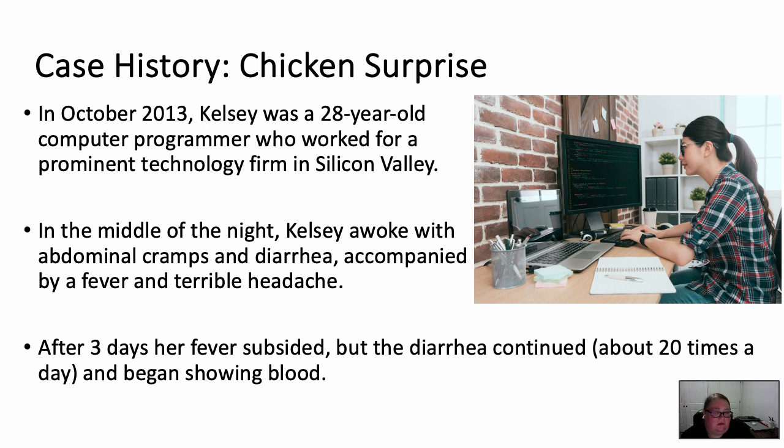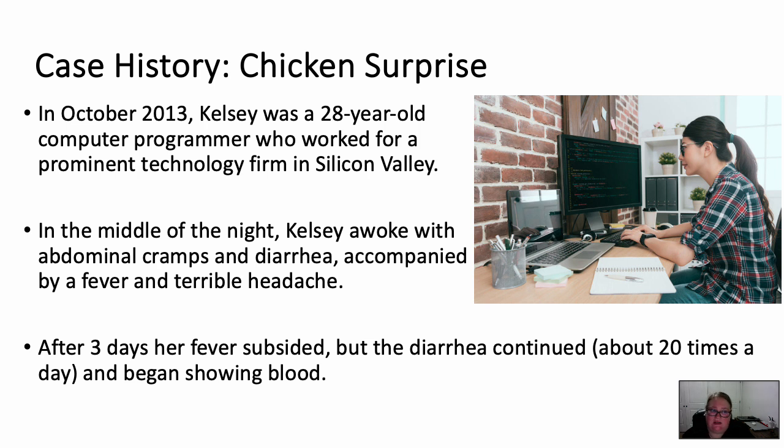Kelsey goes home after work, and in the middle of the night, she wakes up with the most terrible abdominal cramps. The cramps progress into diarrhea, and shortly after, she gets a fever and a terrible headache. She just thinks she's gotten the flu or something. So she just waits it out, and 3 days later, her fever has gone away, but her diarrhea has continued.